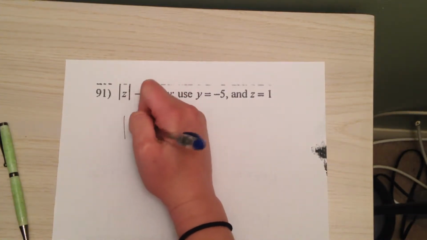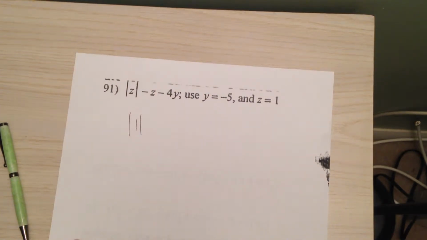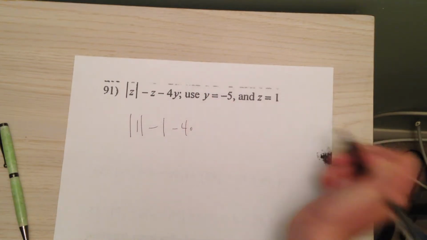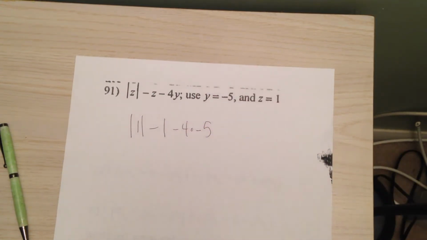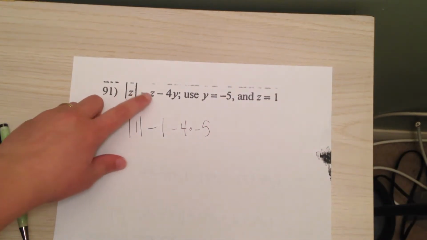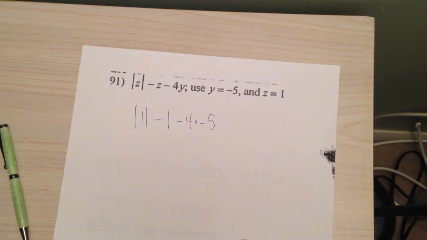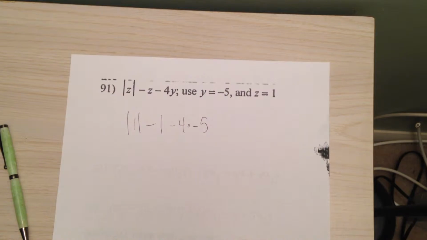These bars mean absolute value of 1, and that's minus 1 minus 4 times -5. So that's 1 plugged in here, 1 plugged in here, and a -5 plugged in for y. Now I get to solve this.